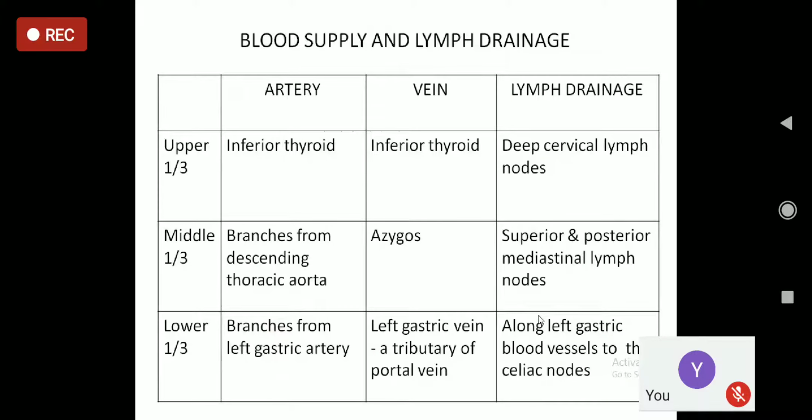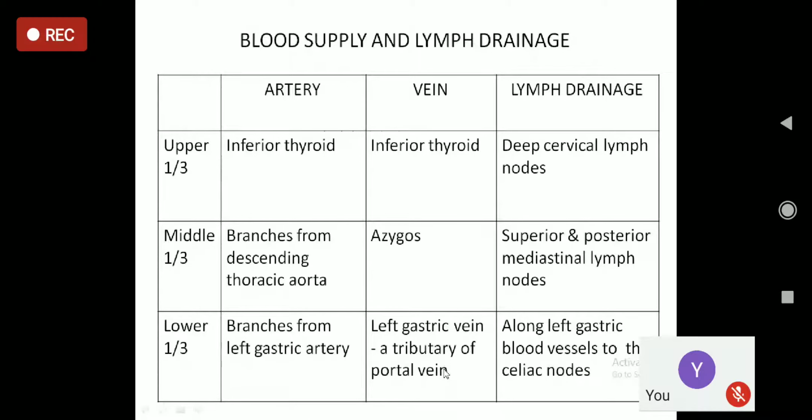This is just for your convenience here, the tabulated form of arterial supply. The upper one third, that is the cervical part, is supplied by the inferior thyroid artery; the thoracic part by branches from the descending thoracic aorta; and the abdominal part by the left gastric artery. The venous drainage is the inferior thyroid vein, the azygos and hemiazygos veins, and then the left gastric vein, which is a tributary of the portal vein.